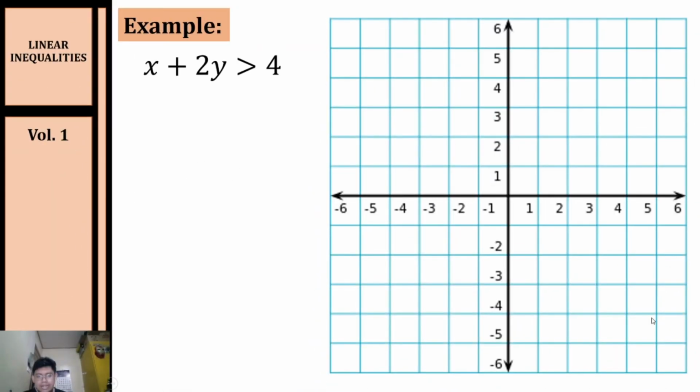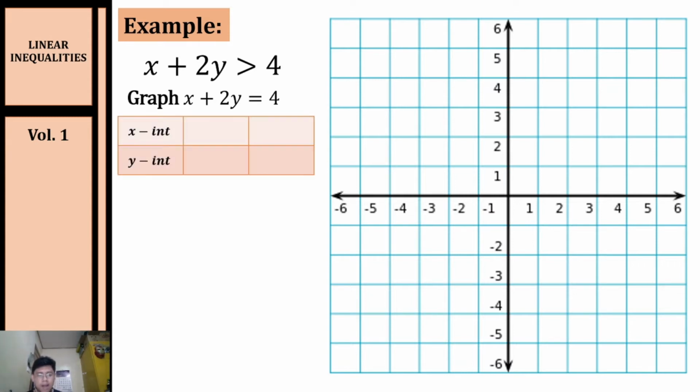Alright, let's have an example. For example, we have x plus 2y is greater than 4. So, first step is for us to graph x plus 2y is equal to 4. So, we will change the inequality symbol to an equal symbol. We graph using the intercept method. Let's solve for our x-intercept and y-intercept.